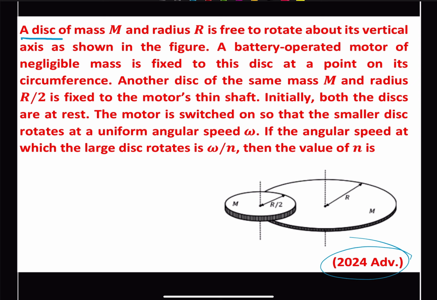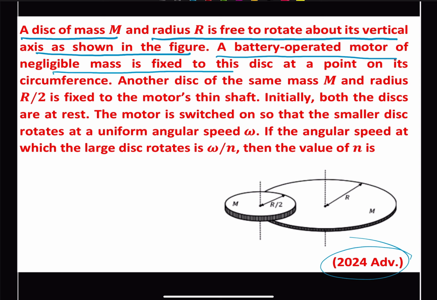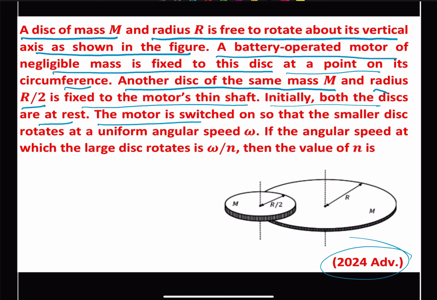The disk of mass m and radius r is free to rotate about its vertical axis as shown in the figure. A battery operated motor of negligible mass is fixed to this disk at a point on the circumference. Another disk of the same mass m and radius r by 2 is fixed to the motor's thin shaft. Initially, both disks are at rest. The motor is switched on so that the smaller disk rotates at a uniform angular speed omega. If the angular speed at which the large disk rotates is omega by n, then the value of n is.